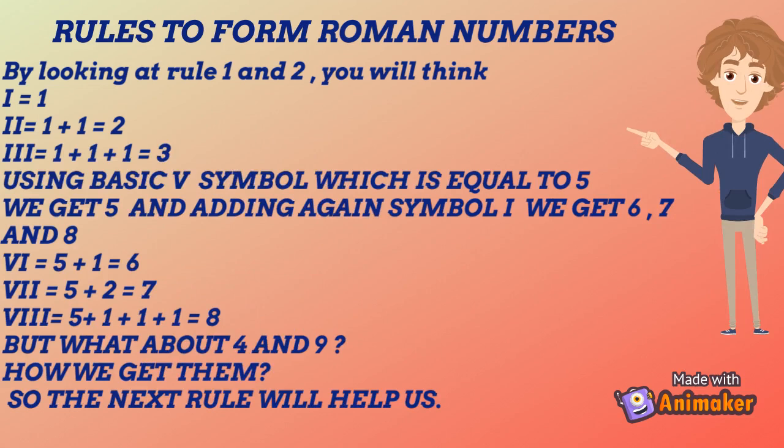By looking at rules 1 and 2, you will think I equals 1. II equals 1 plus 1 equals 2. III equals 1 plus 1 plus 1 equals 3. Using the basic symbol V, which is equal to 5, we get 5. And adding the symbol I again, we get 6, 7 and 8. VI equals 5 plus 1 equals 6. VII equals 5 plus 2 equals 7. V and 3 times I equals 5 plus 3 equals 8. But what about 4 and 9? How do we get them? The next rule will help us.